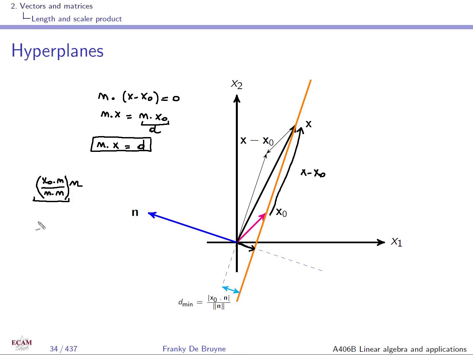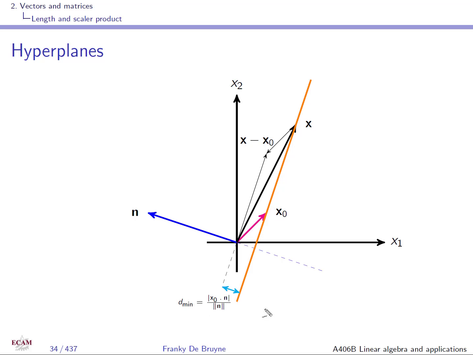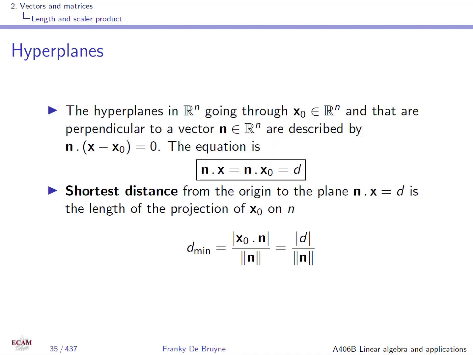So this length will be x0 scalar product with n, and you take the modulus, divided by the length of n squared multiplied by the length of n. Okay, and this is indeed this quantity over here. Okay, and this thing we can rewrite also as d. Okay, remember that the scalar product of n with x0 is d, divided by the length of n. And this is indeed what you see here in the next slide.